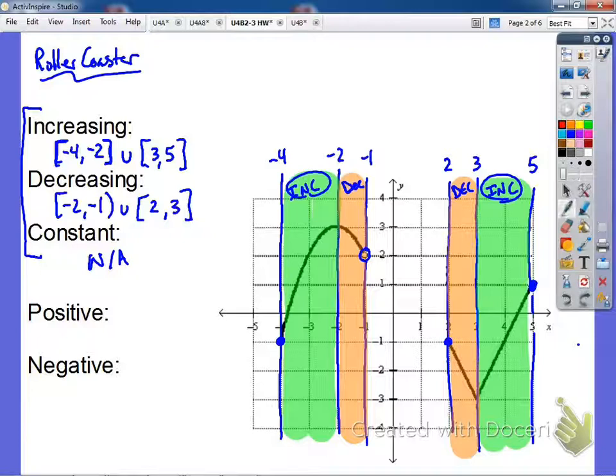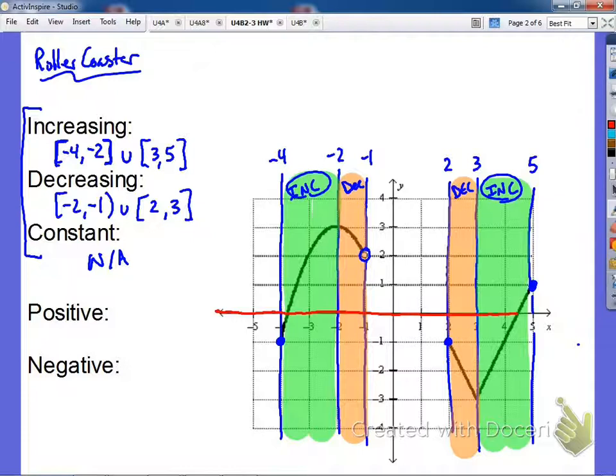Let me start with just highlighting this line here, the x-axis. Okay? So wherever you see the graph above this line, it's positive. Wherever you see it below this line, it's negative. Okay? So I see a negative section right here. And I also see negative right here.